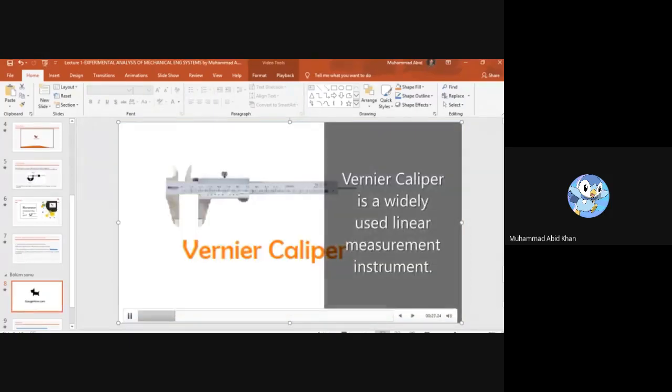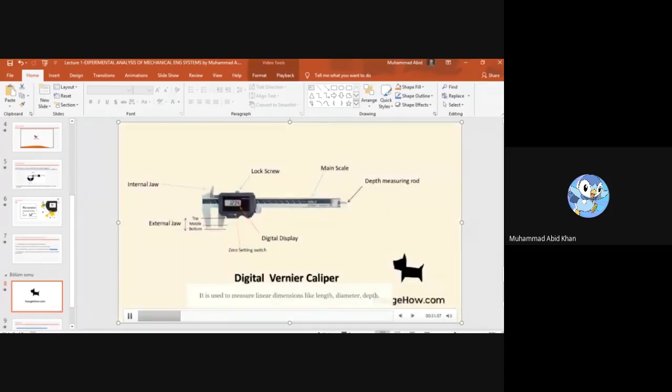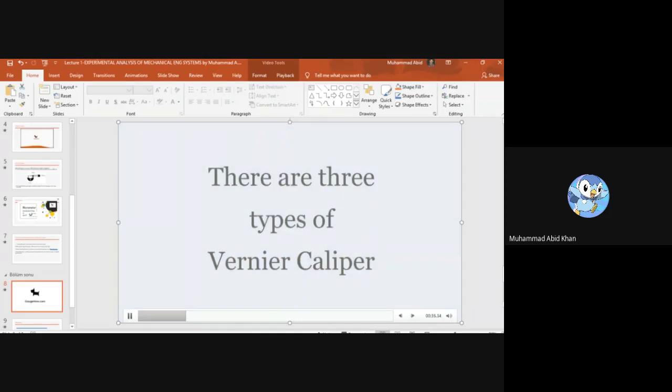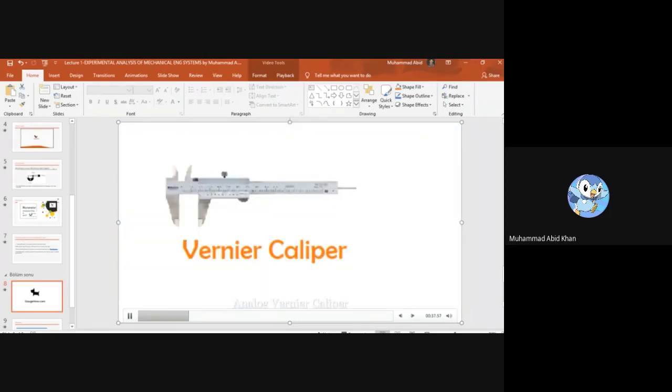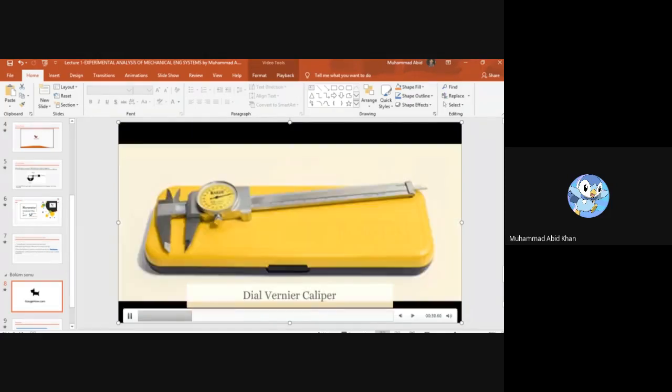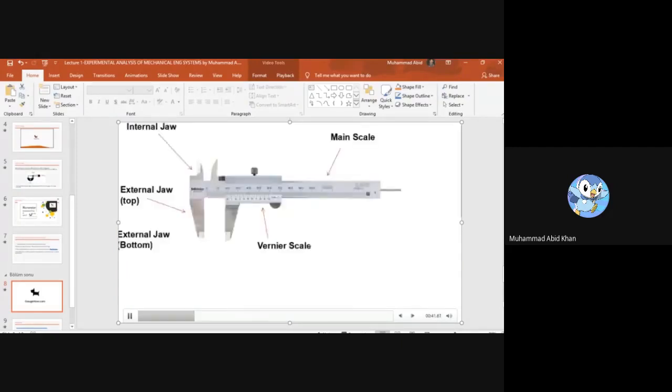Vernier caliper is a widely used linear measurement instrument. It is used to measure linear dimensions like length, diameter, depth. There are 3 types of Vernier calipers: analog Vernier caliper, dial Vernier caliper, and digital Vernier caliper. The analog Vernier caliper is the most common instrument of measurement. It consists of 2 types of scales, the main scale and the vernier scale, that can slide along the main scale. The measurement can be carried out in 2 ways.